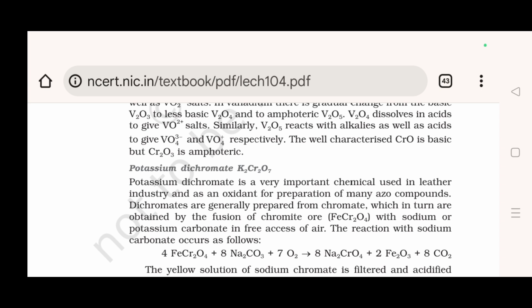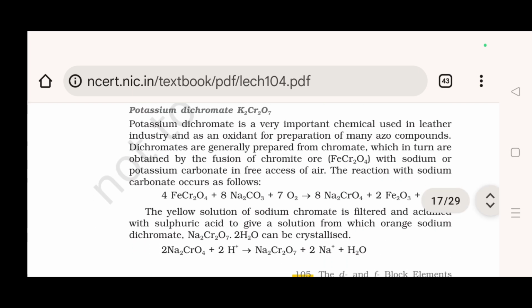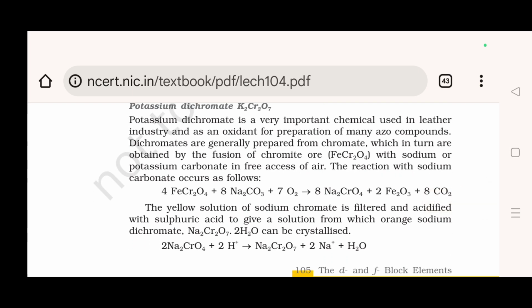The reaction with sodium carbonate occurs as follows: 4FeCr2O4 + 8Na2CO3 + 7O2 gives 8Na2CrO4 + 2Fe2O3 + 8CO2. The yellow solution of sodium chromate is filtered and acidified with sulfuric acid to give a solution from which orange sodium dichromate, Na2Cr2O7.2H2O, can be crystallized.